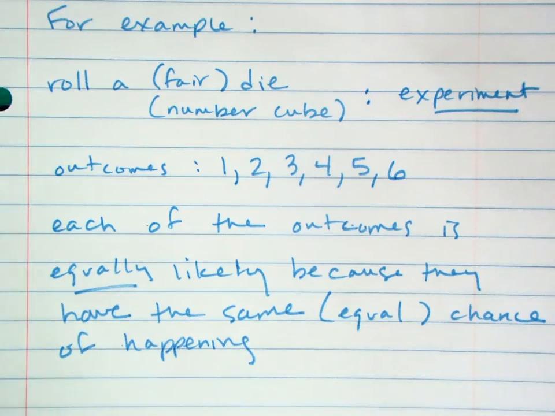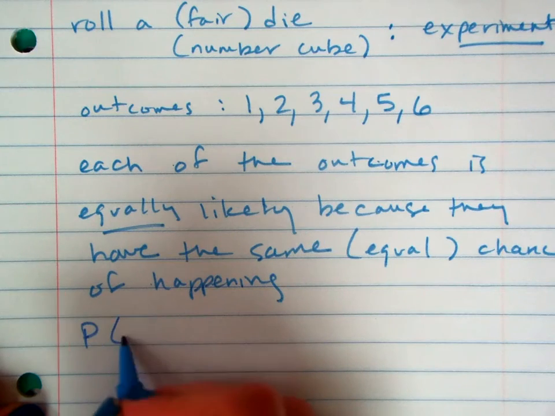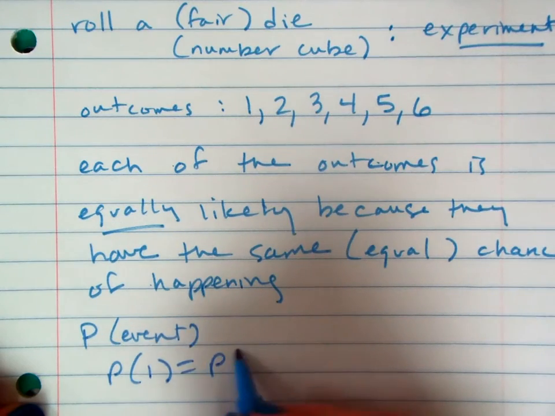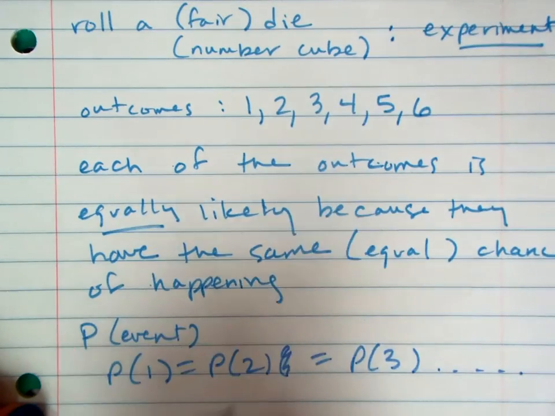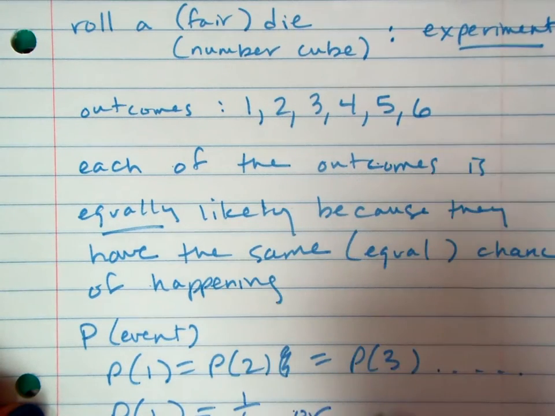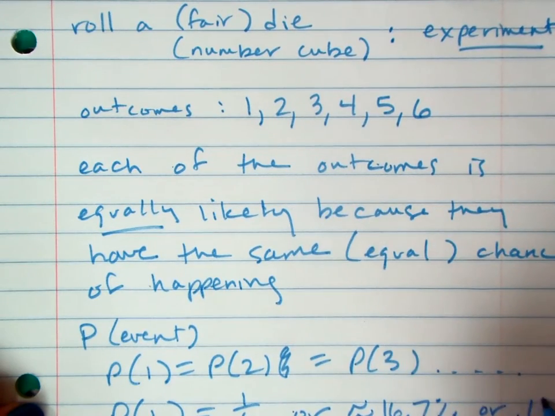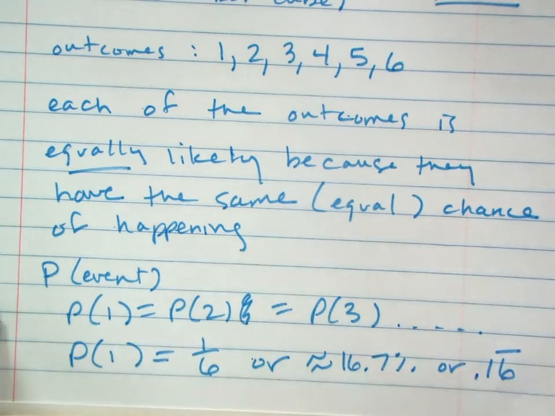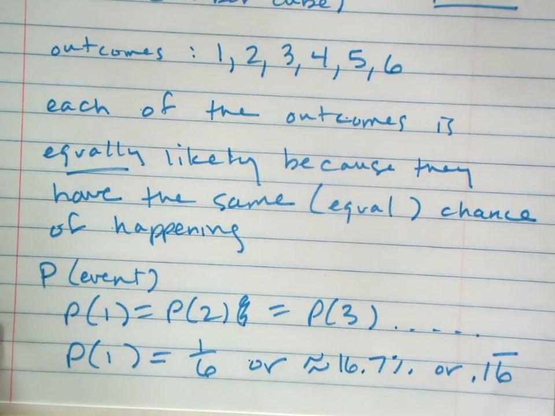In this particular case, P of 1 equals P of 2, they're all equal to each other, equals P of 3, etc. And the chance of any one of those things occurring is 1 in 6, or around 16.7%, or 0.16. Okay, so you're not going to have to worry too much today about calculating probabilities yet, but just having some idea what those things look like.